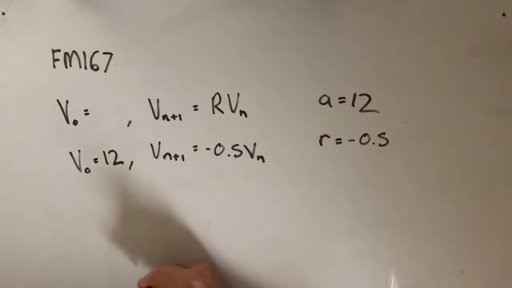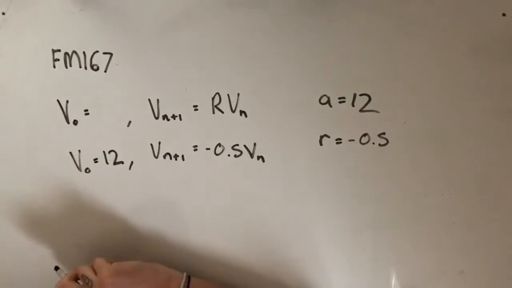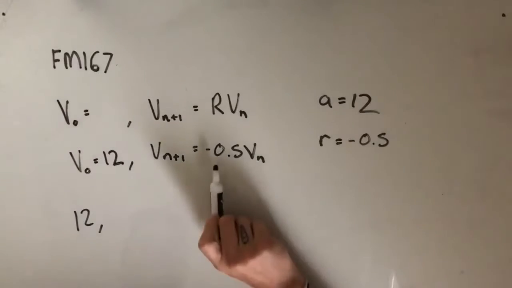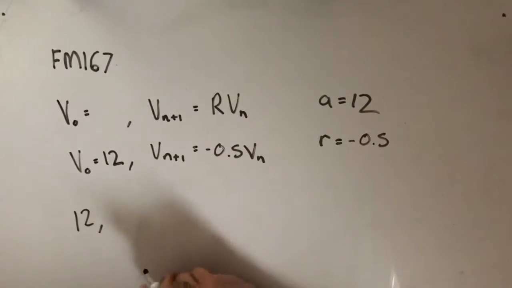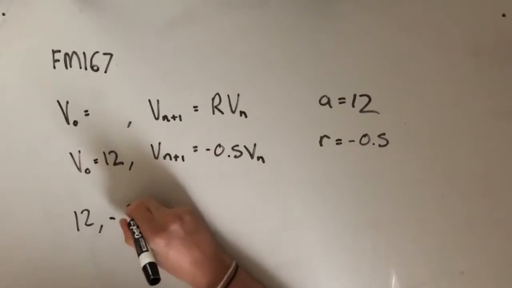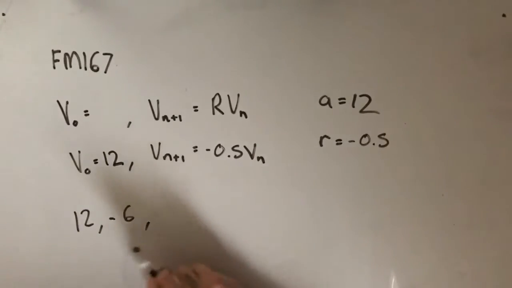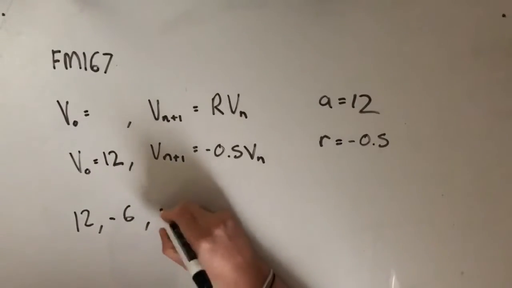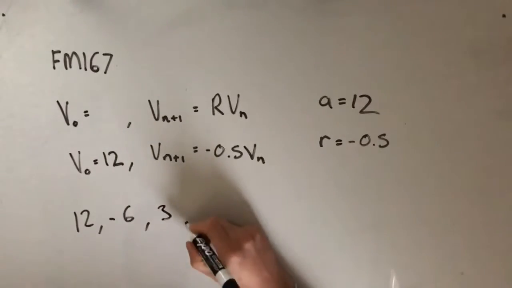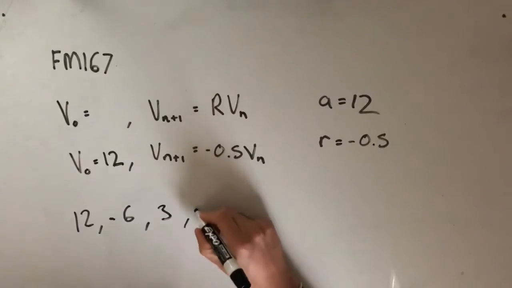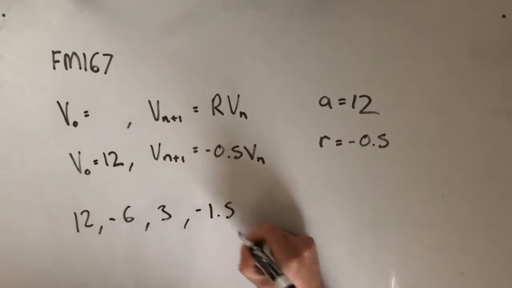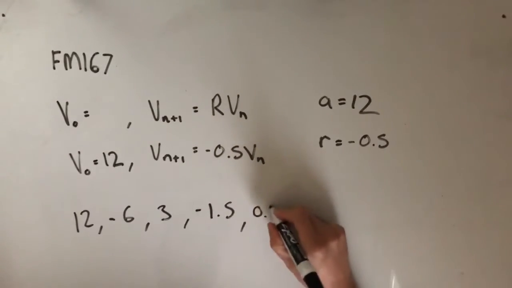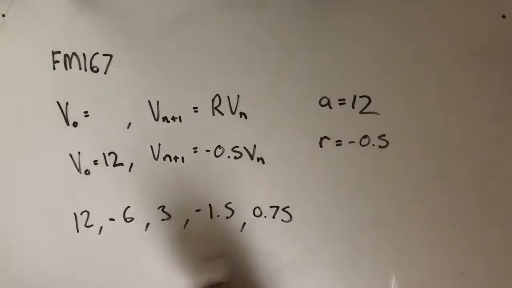So following this sequence, if you wanted to map out the first few numbers, our first number, of course, is going to be 12. Now 12 times -0.5 is going to give us a value of -6. And then -6 times -0.5, to once again get to the next value, is going to be +3. +3 is then going to become -1.5. And then -1.5 is going to become +0.75. And we'll leave it there for now, that's 5 terms.